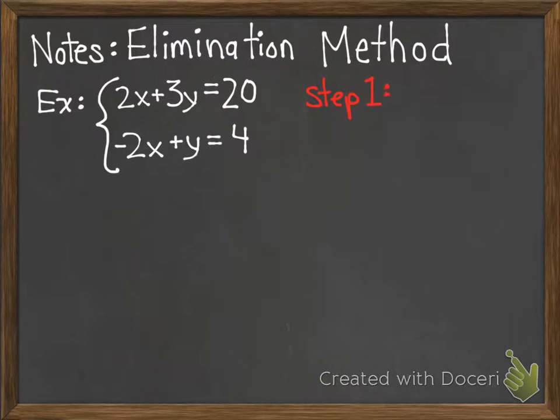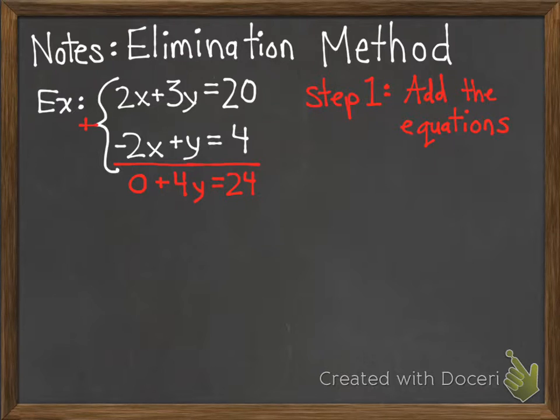We're going to add the two equations together so that the 2x and the minus 2x will cancel out to make 0. We have to add the rest of the equations together too, though. So 3y plus another y is 4y, and then 20 plus 4 is 24. So we end up with 0 plus 4y equals 24. And if you want to, you can just ignore that 0 and just think of it as 4y equals 24.